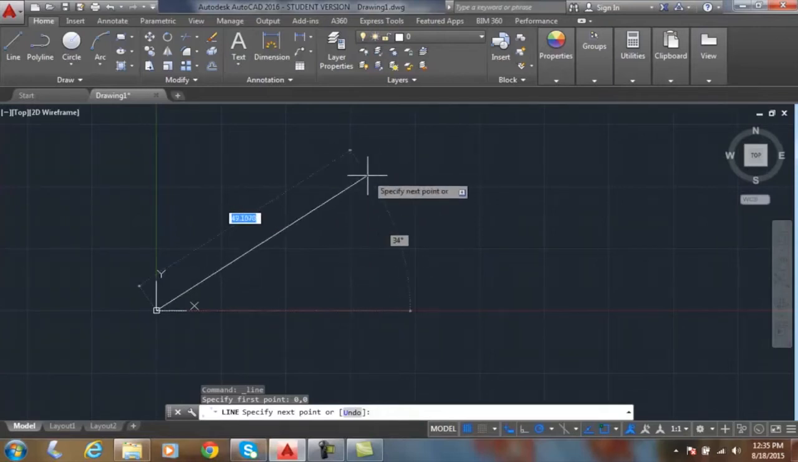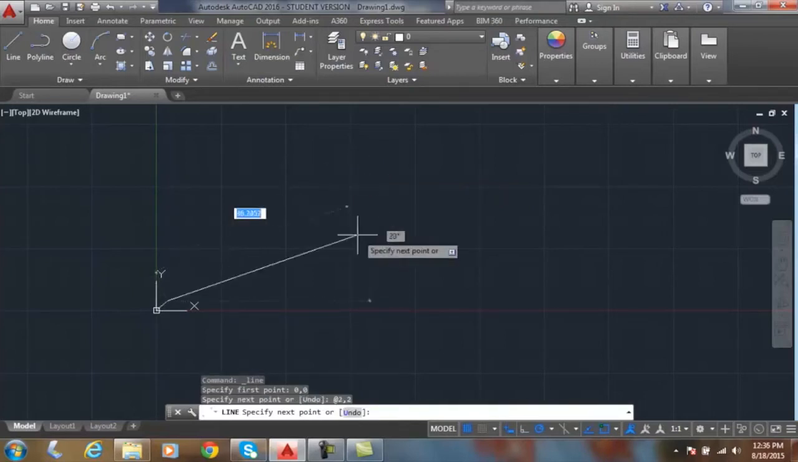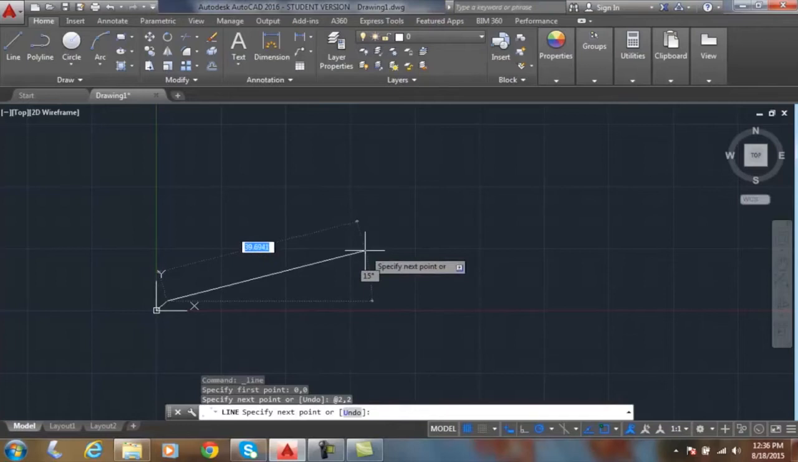Now I want to go to an absolute corner of, in other words, I want to go 2 blocks. So I'm going to type in 2,2 and then enter. And when I'm done with the command, please hit enter. Now you can go home.